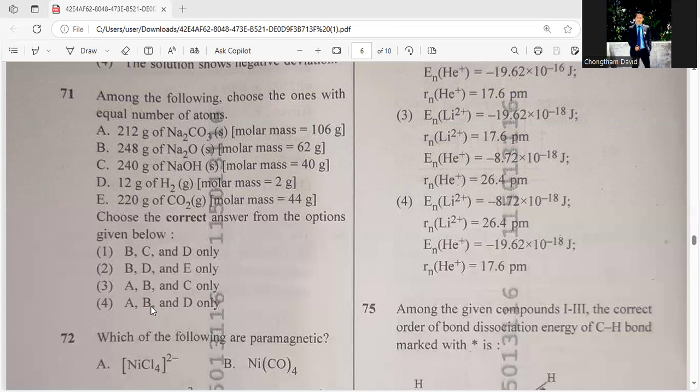So A, B, and D all will have total of 12 atoms. So the answer will be A, B, and D. It is there in option B, option 4.